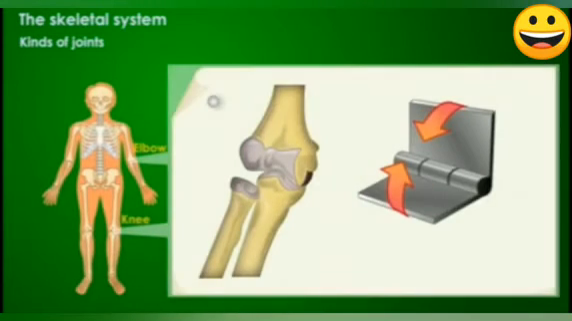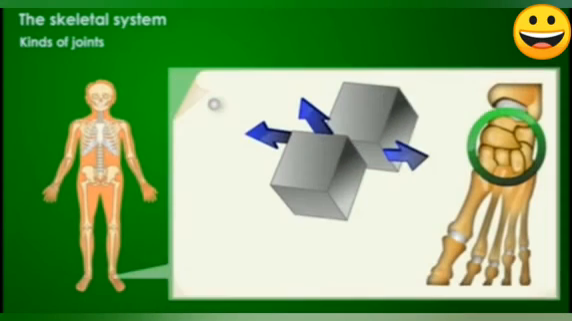Knee joint, elbow joint, etc. are called hinge joints. The hinge joint allows only up and down movements. The gliding joints are found between the bones of the backbone and allow only a very slight movement.